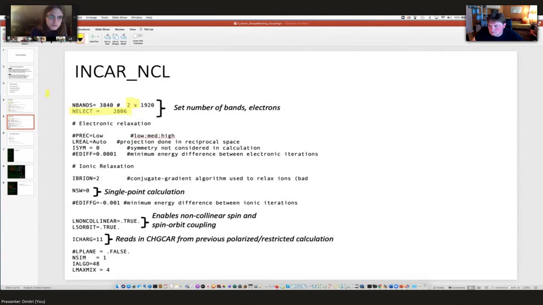And then the rest of the INCAR is essentially the same. So we still run a single point calculation. So NSW is 0. And you basically just include the tags which tell VASP to run non-collinear and spin orbit couplings. So that says LNONCOLLINEAR is true, LSORBIT is equal to true. And then to have VASP read in the pre-computed CHGCAR, that's what this ICHARG equals 11 is. May I ask? Yes. So what would happen if one misses or comments out this LNONCOLLINEAR equals true?